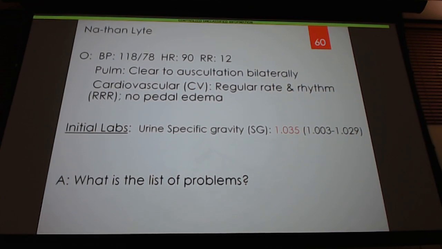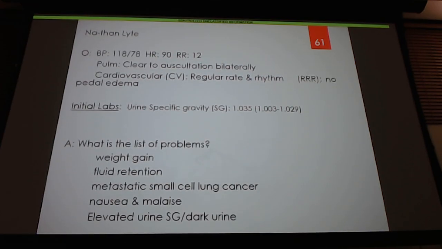We get your initial labs, which is a urinalysis. Specific gravity, is that high or low? High, yeah. So, not the diagnosis, but what is the list of this gentleman's problems? Nausea, yeah, when he came in, he doesn't feel good, he's nauseous. What else? Nice. He has lung cancer. Yeah, he has dark urine, and we confirmed that it's concentrated. He's gained some weight. Yeah, so I think we got it all.